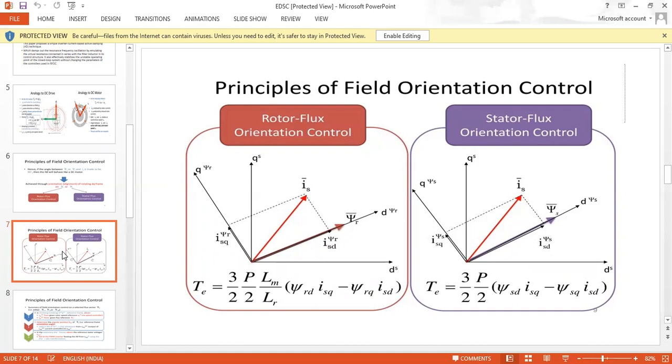in the method of diagram making, where T is equal to 3 by 2 into P by 2 into L M by L R into phi R D I S Q minus phi R Q I S D, whereas T of the stator flux orientation control is 3 by 2 into P by 2 into phi S D I S Q minus phi S Q into I S D.